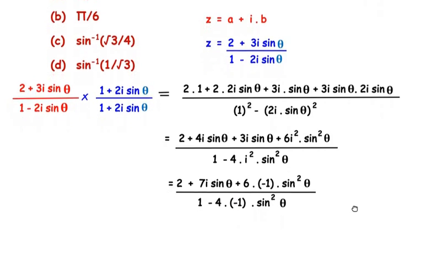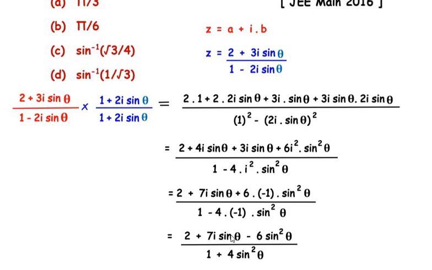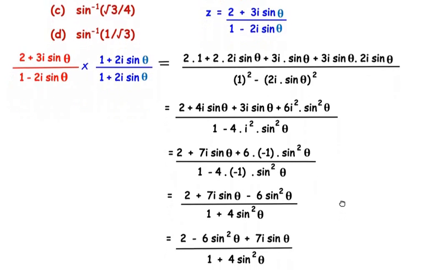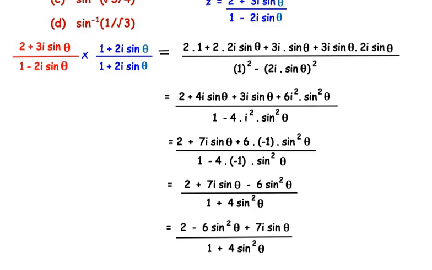Now further simplifying this, we get 2 plus 7i sin theta, plus times minus is minus 6 sin square theta, over, in the denominator we have 1, minus of minus is plus 4 times sin square theta. Now for the next step, let us bring the real terms together and separate out the imaginary terms. So here we have written 2 minus 6 sin square theta.